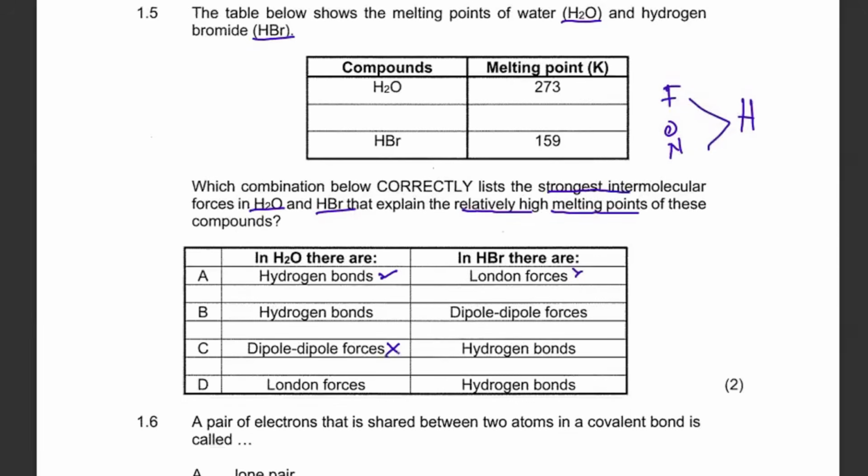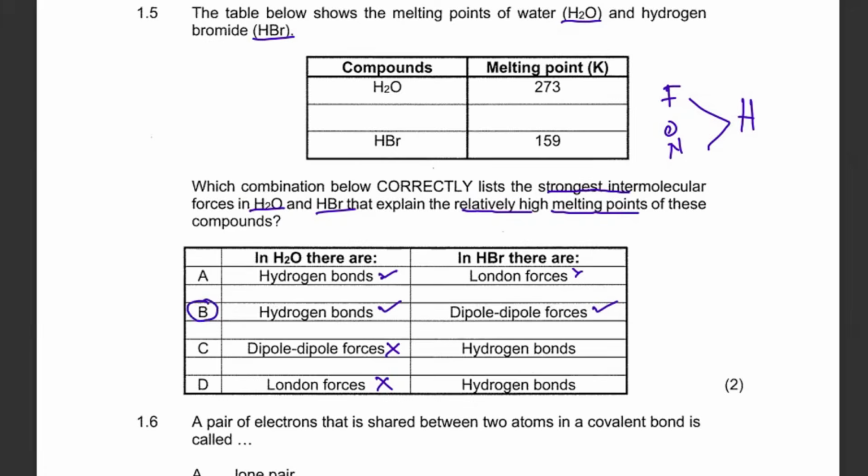So options C and D are the odd ones out automatically, because H2O with dipole forces and London forces, we do not count them when it comes to H2O. Then option B says hydrogen bonds and dipole forces. In HBr, we have what we refer to as dipole forces. So the correct answer here is going to be letter B.